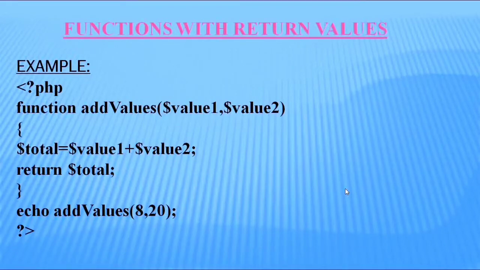If you look at this, first PHP code is started. Next, the function name is add values. There are two parameters being passed. One is value 1, another one is value 2. So the function opens with a bracket. Next, total equal to value 1 plus value 2. That means value 1 and value 2 are added, and after that the result is displayed. Okay, return total value. Next, the function is closed. The statement echo add values 8, 20. So calling the function, the values 8 and 20 are added and the result is displayed.